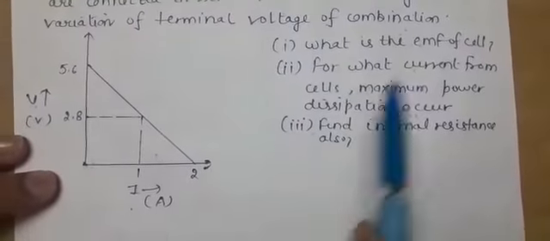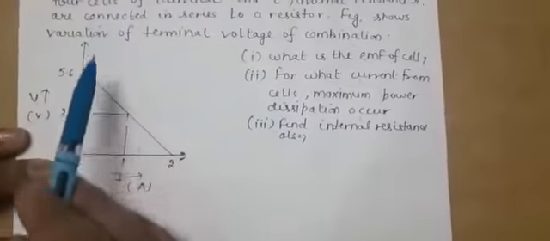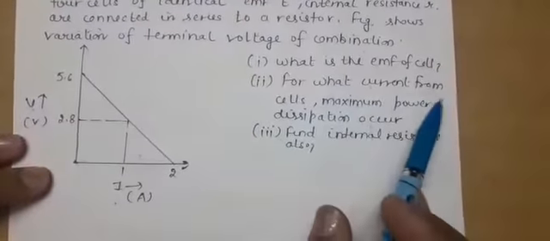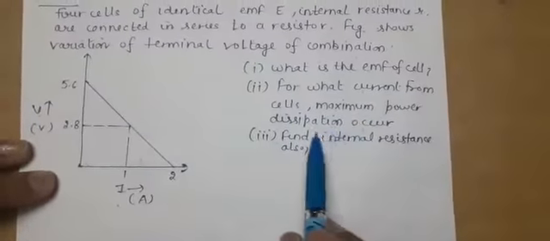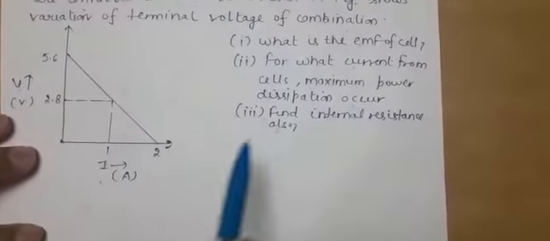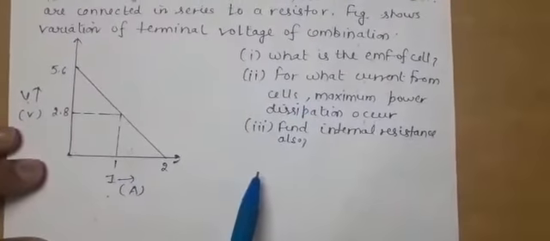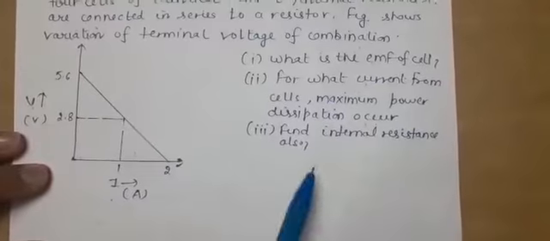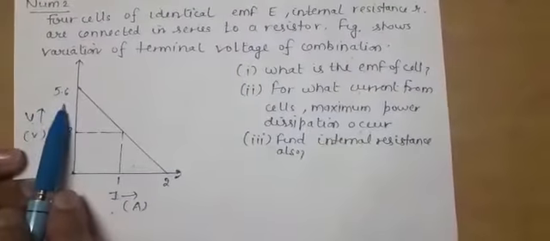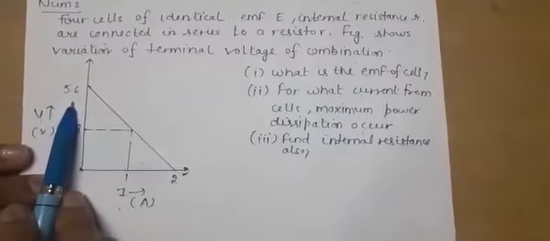See, what is the EMF of each cell? We have connected 4 cells in series and we have to find EMF of each cell. Second point, for what current from the cells does maximum power dissipation occur? So when maximum power dissipation is occurring, you have to find the value of current. Also find internal resistance of each cell. We have to find EMF of each cell, internal resistance of each cell, as well as the current corresponding to maximum power dissipation.